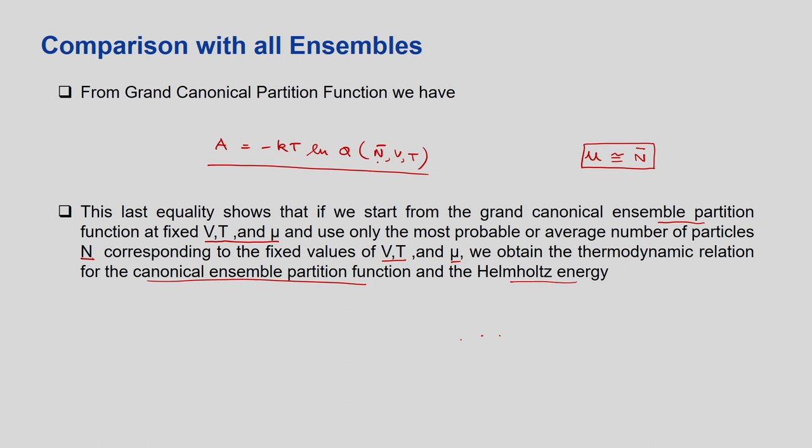then we can obtain the thermodynamic relation of the canonical ensemble potential function and the Helmholtz energy. So we started from the partition function for the grand canonical ensemble, and from there we took the most probable number of molecules, that is N bar, and we again obtained the same expression for the Helmholtz free function which we obtained earlier for a canonical ensemble. So I can obtain the same value of Helmholtz free function whether I use the grand canonical ensemble or the canonical ensemble. This is where you can equate the ensembles.